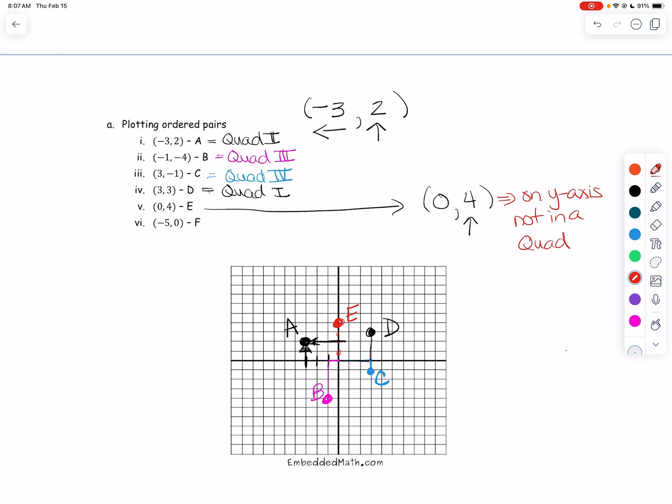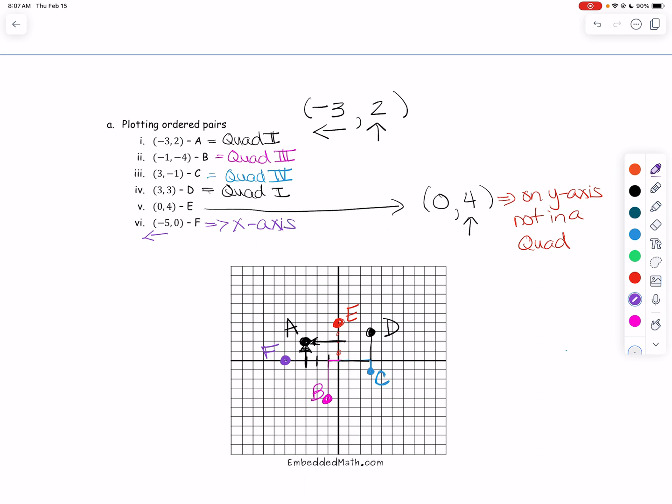Okay? And then the next one is going to be on the x-axis. So the next one we're going to go -5. So this is going to go 5 in the left direction. 1, 2, 3, 4, 5. And it's going to go nowhere in the up direction. So that would be the point F. And this is on the x-axis.